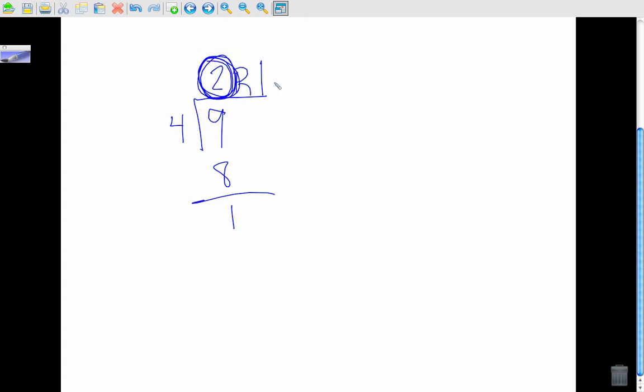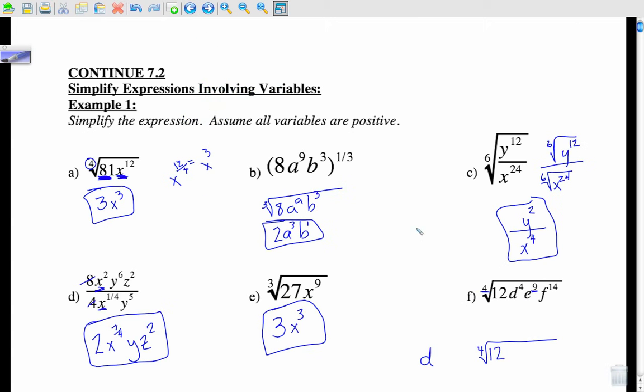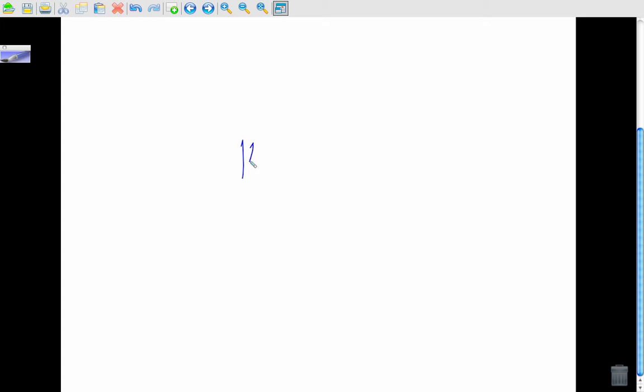This number here is how many I bring out, and this is how many are left. Whatever it divides to be, that's how many you take out. Whatever the remainder is, that's how many you leave on the inside. So, I take 2 e's out here, e squared, and there's 1 left on the inside. I'm going to do the same thing with f to the 14th. 14 divided by 4.